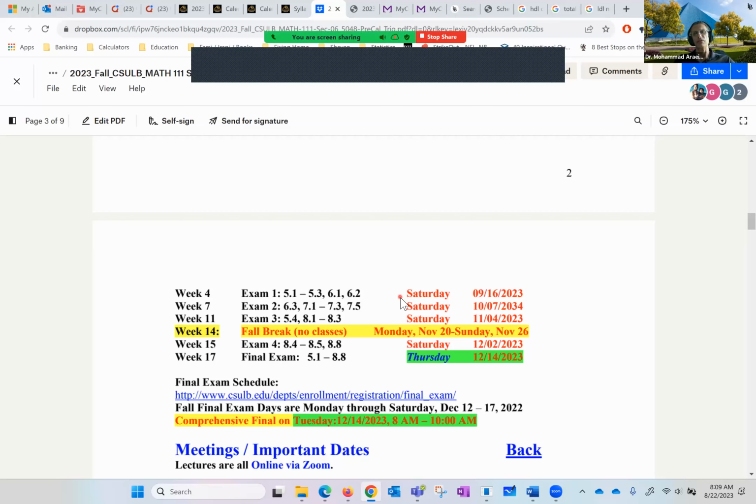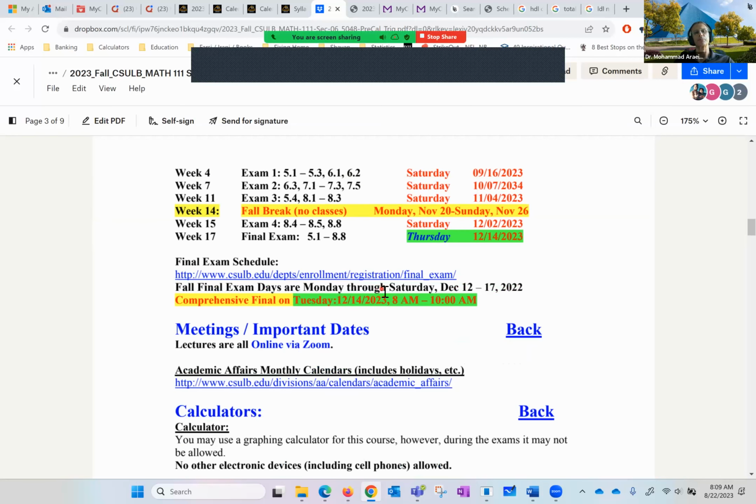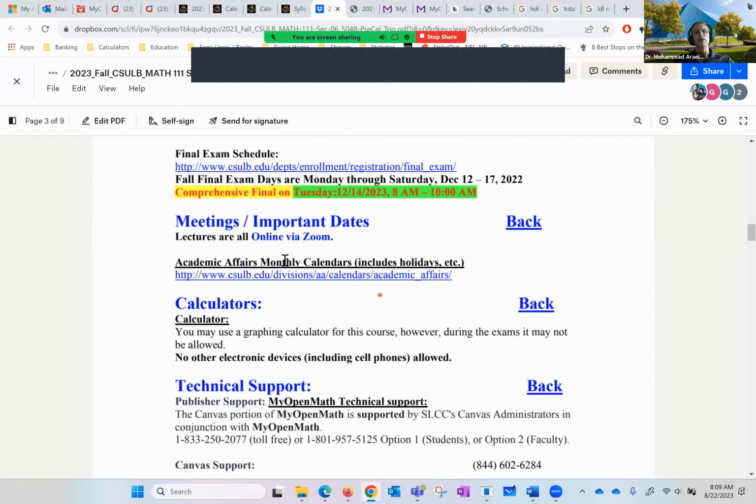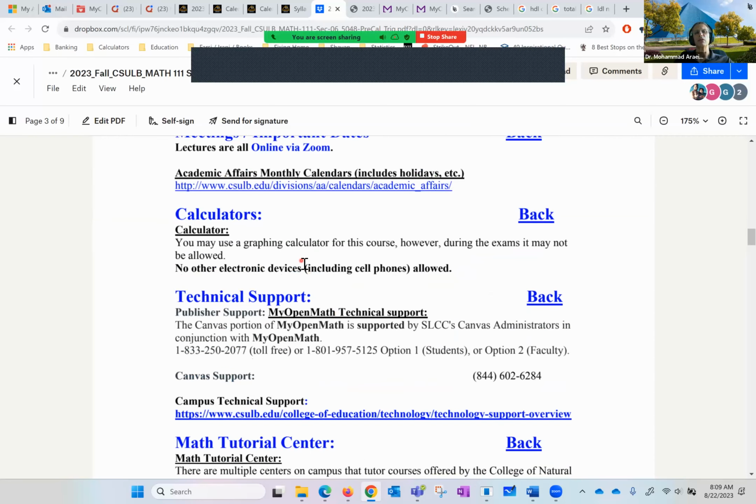It expires at 11:59 p.m., and you want to give yourself a few hours in advance. Otherwise, it'll be late and you'll be too tired to take the exam. And then we have important dates, calculators. You may use a graphing calculator for this course. However, during the exams, it may not be allowed, okay? And no other electronic device, including cell phones, is allowed.